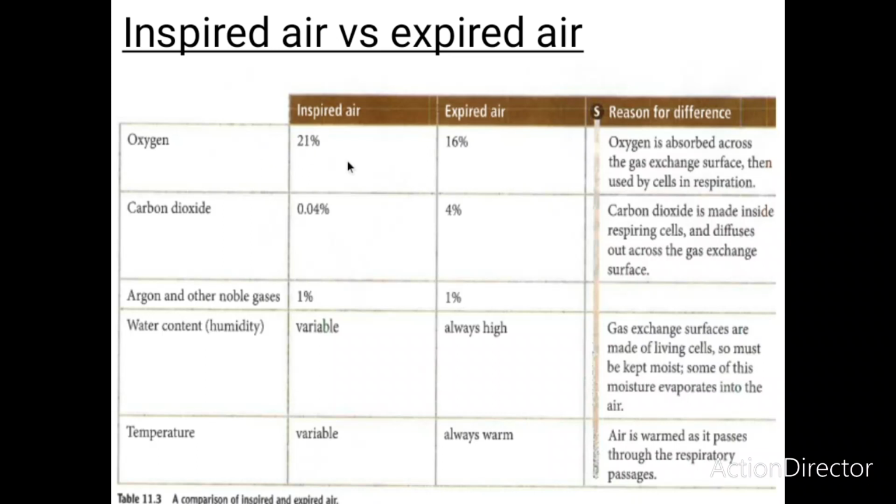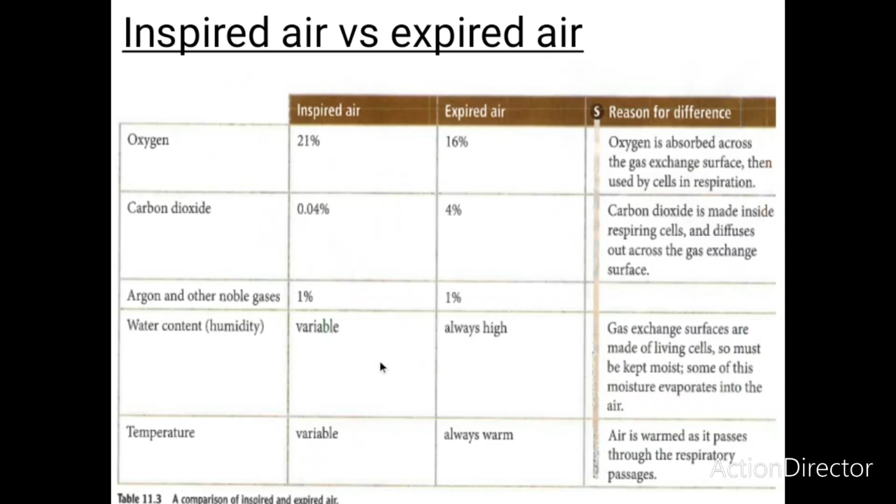In inspired air, there is 21% oxygen, and in expired air, there is 16% oxygen. This is because oxygen is absorbed across the gas exchange surface, then it is used by cells in respiration. In inspired air, there is 0.04% carbon dioxide, and in expired air, there is 4% carbon dioxide. This is because carbon dioxide is made inside the respiring cells, and then it diffuses out across the gas exchange surface. The concentration of argon and other noble gases in inspired air is the same as in expired air. This is because these gases are neither produced nor used by the body.